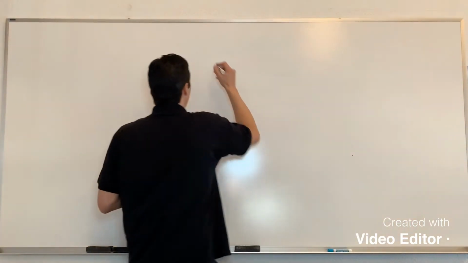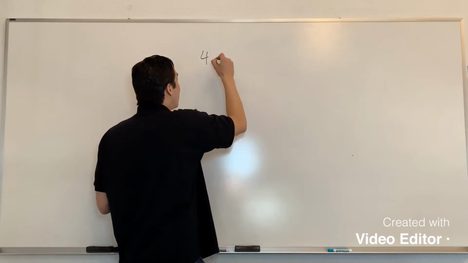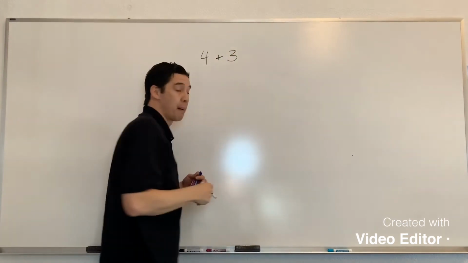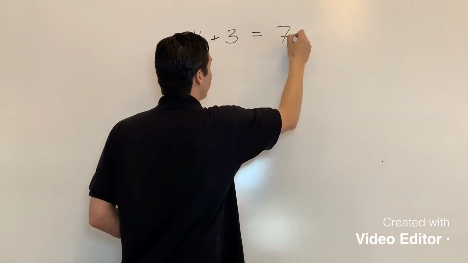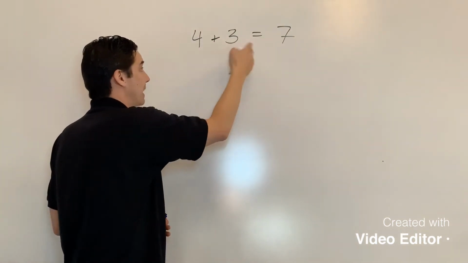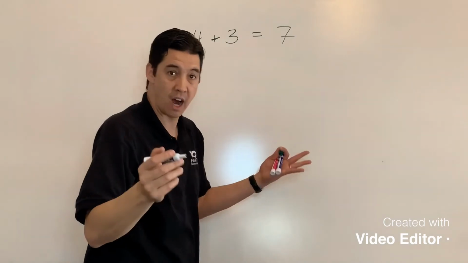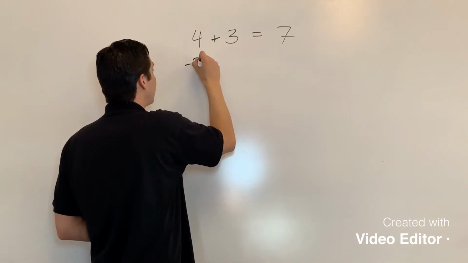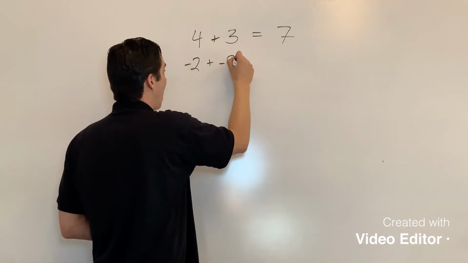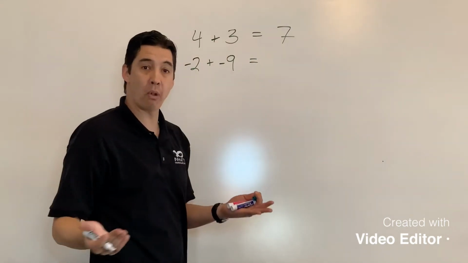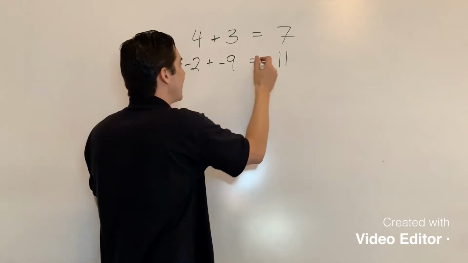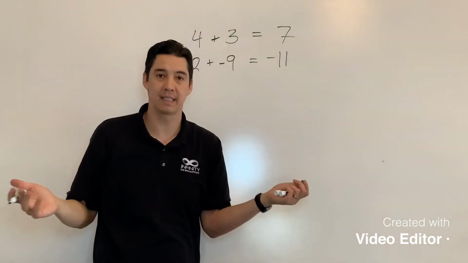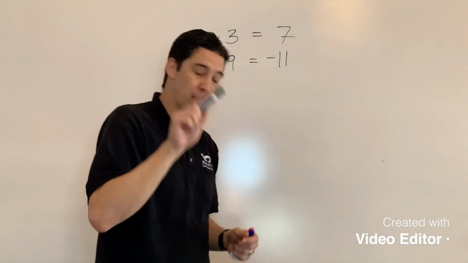So positive 4 plus positive 3. We add 7 and keep the polarity. Positive, positive is positive 7. On the same token, negative 2 plus negative 9. We add and keep polarity. 2 plus 9 is 11. What was the polarity? Negative. It's that simple. Rule number 2.